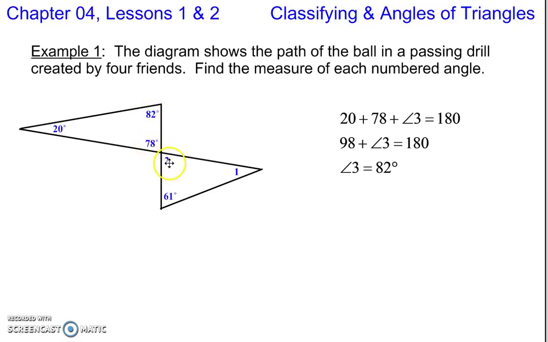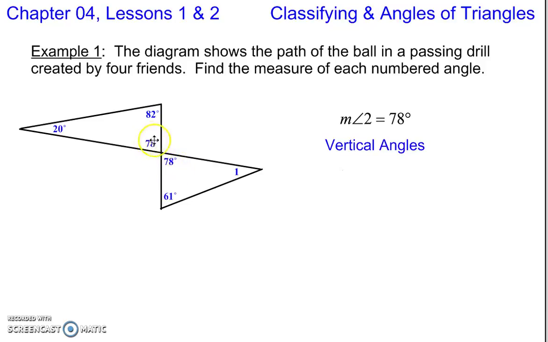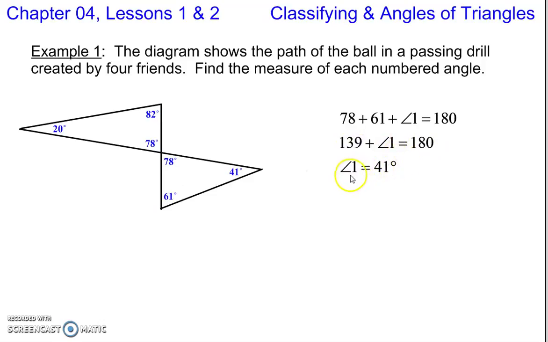Now 78 and 2, those are vertical angles, which means they have the same measure. And then finally, since we know this one, now we can find angle 1. Adding these together, subtracting them from 180, and we get the measure of angle 1 is 41.